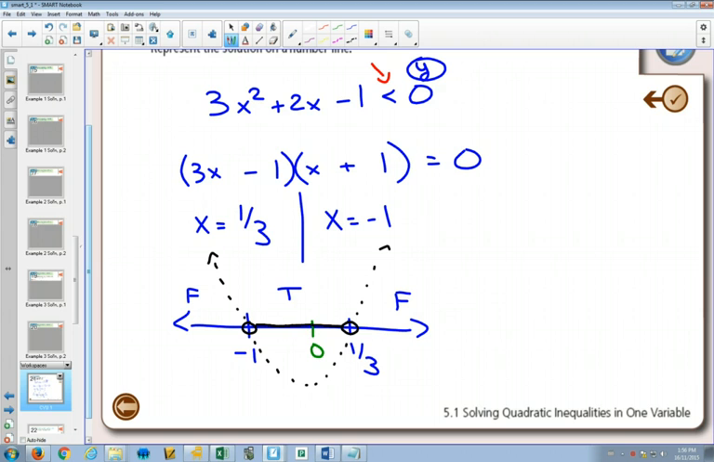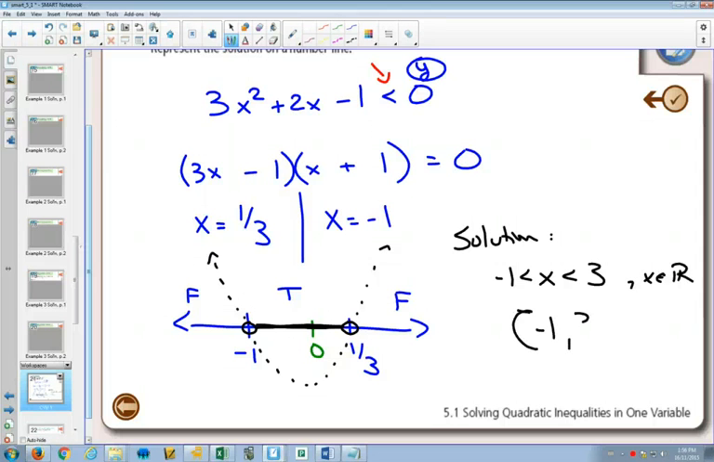So our solution would be right here on our number line between negative 1 and 1/3, and we could write that, and these would not have equal signs because we have open circles, where x is a real number. Or in interval notation, you would use round brackets for your solution from negative 1 to 1/3.